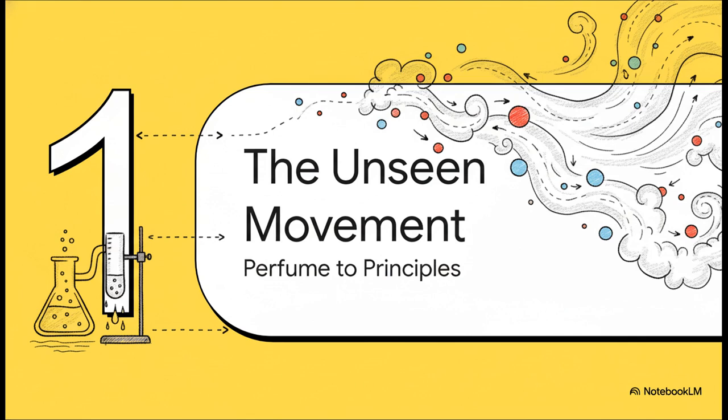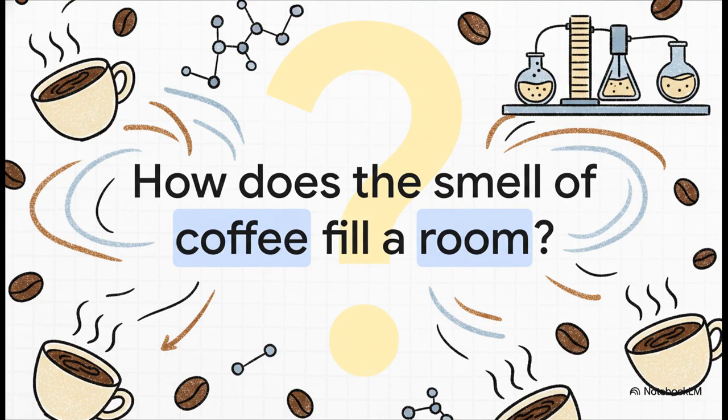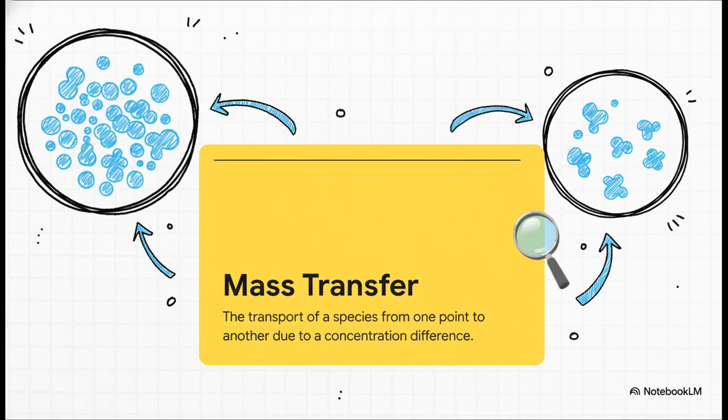Okay, let's kick things off with something you've experienced a million times, but maybe never really thought about what's happening on a microscopic level. I mean, it really does feel like a little bit of magic, right? You crack open a fresh can of coffee and suddenly that amazing smell is everywhere. Well, that everyday magic is all thanks to a fundamental concept in chemical engineering. It's called mass transfer.